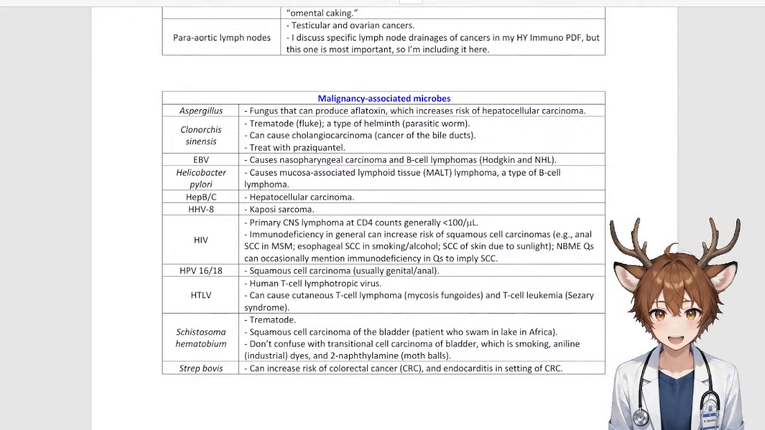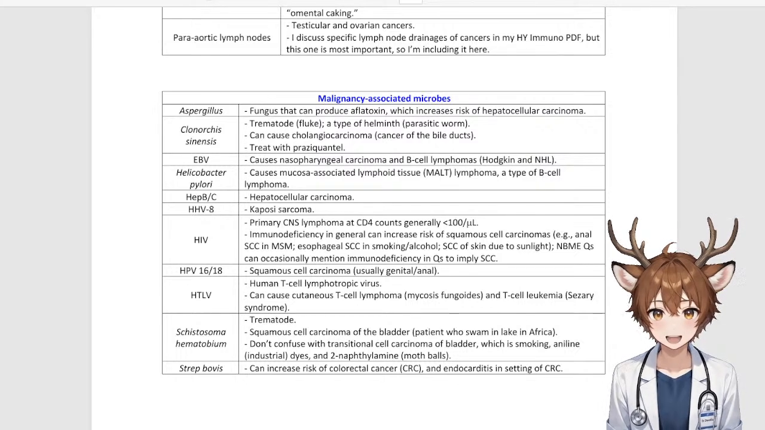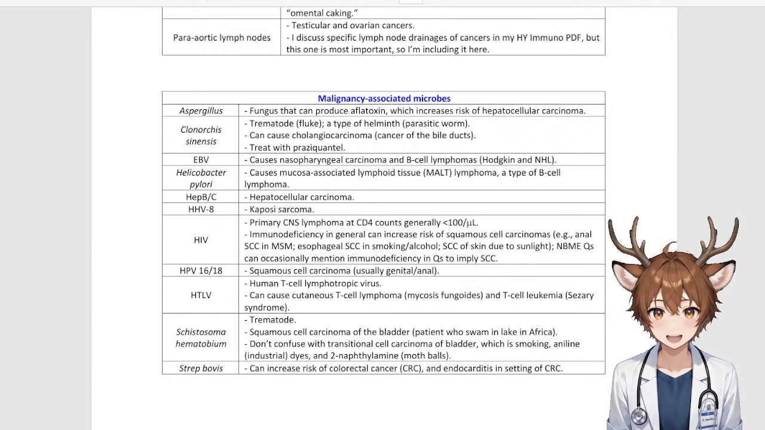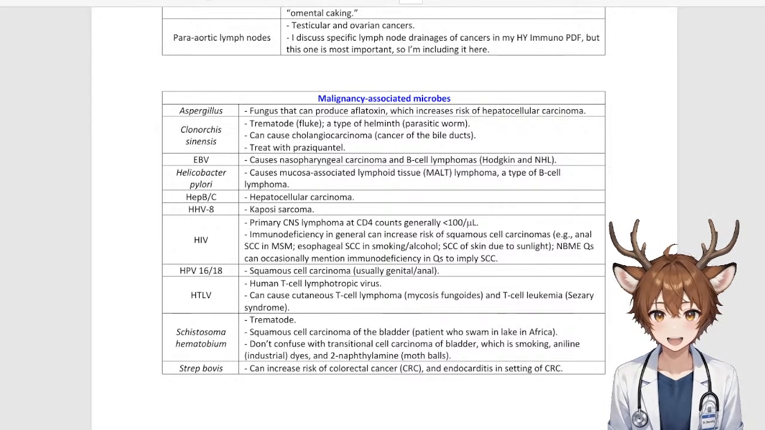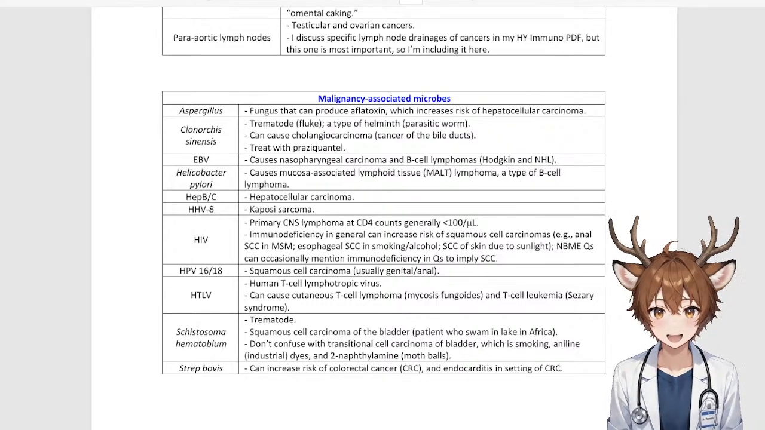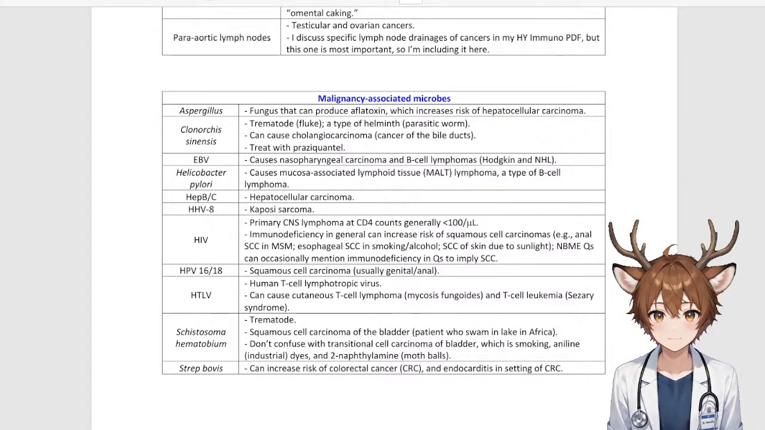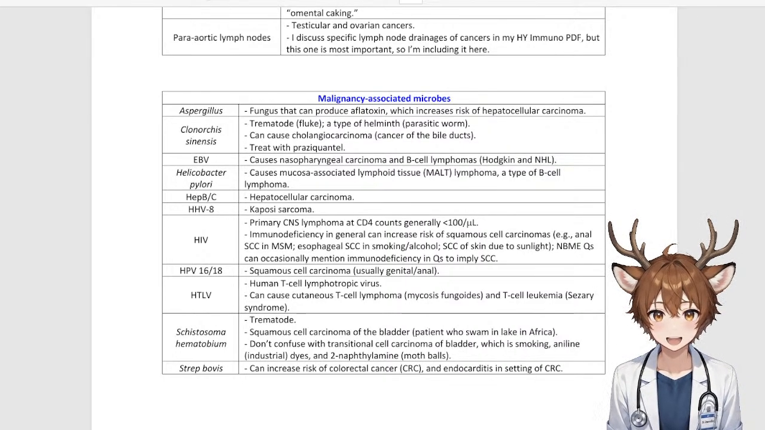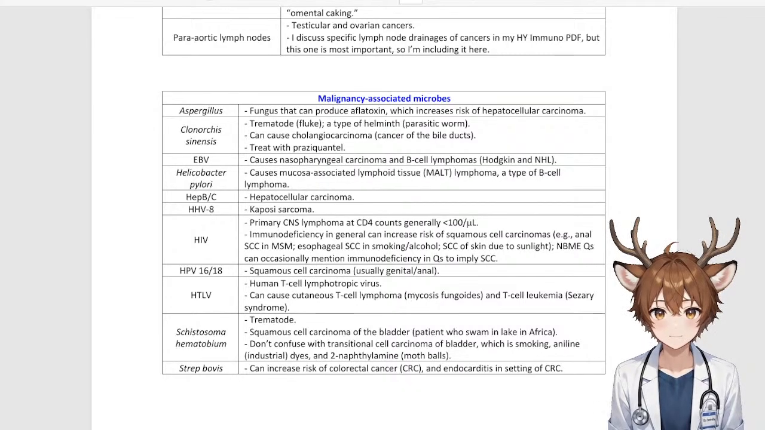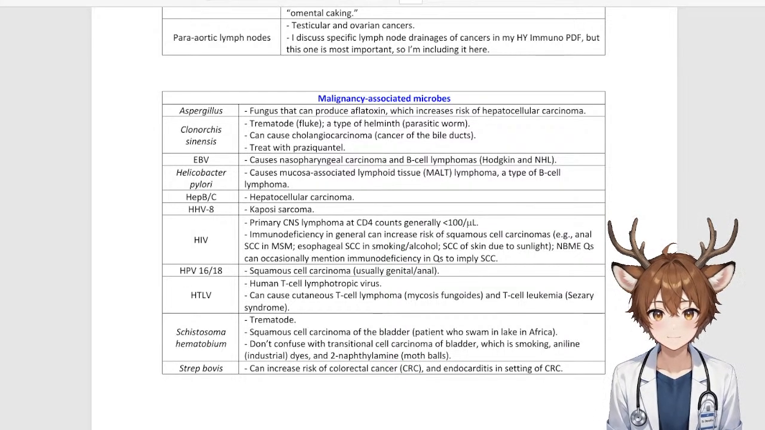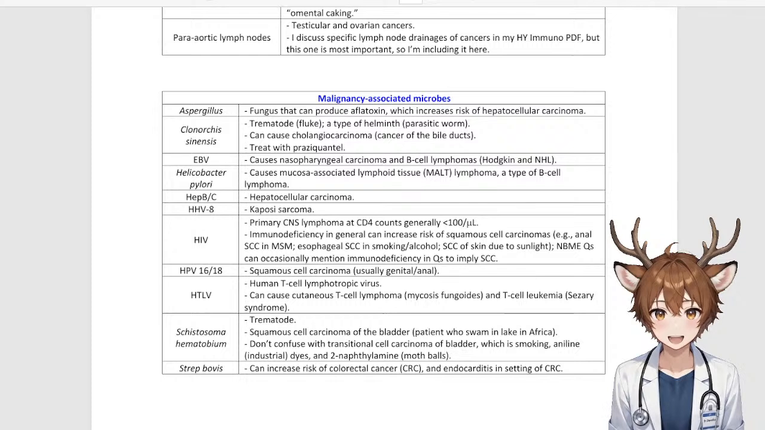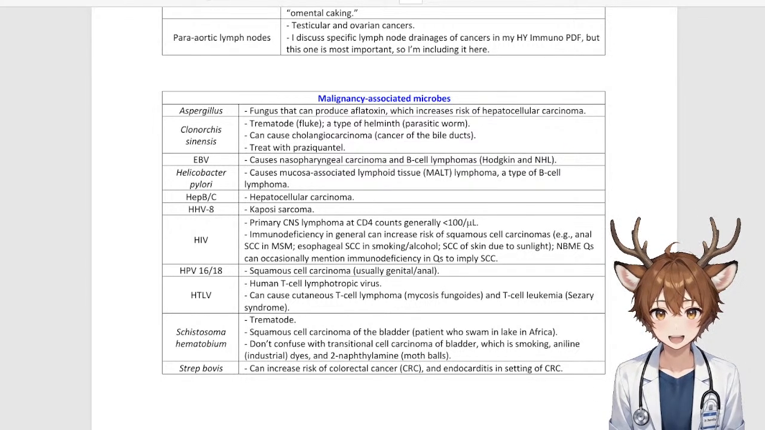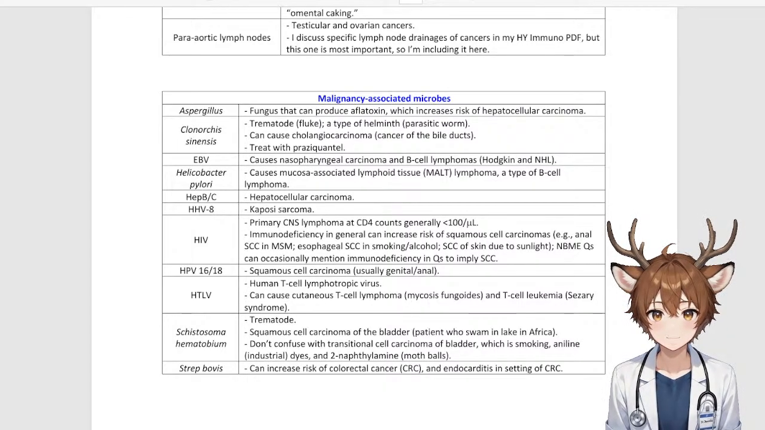HTLV, human T-cell lymphotropic virus, can cause cutaneous T-cell lymphoma, mycosis fungoides, and T-cell leukemia, Sézary syndrome. Schistosoma haematobium, a trematode, causes squamous cell carcinoma of the bladder, in a patient who swam in a lake in Africa. Do not confuse with transitional cell carcinoma of the bladder, which is smoking, aniline industrial dyes, and 2-naphthylamine mothballs. Different thing. It causes squamous cell carcinoma, not transitional cell. Strep bovis can increase the risk for colorectal cancer, CRC, and endocarditis in the setting of CRC.